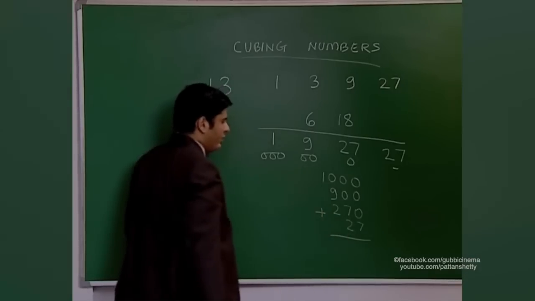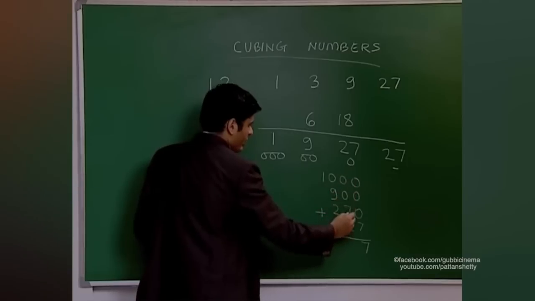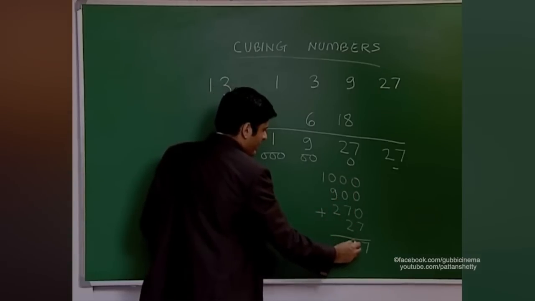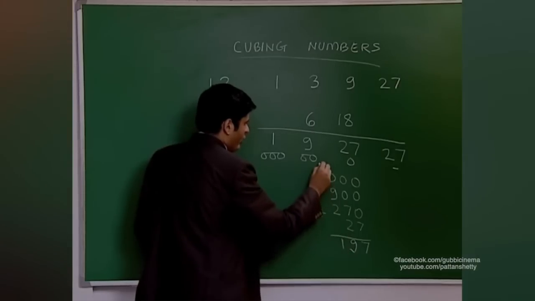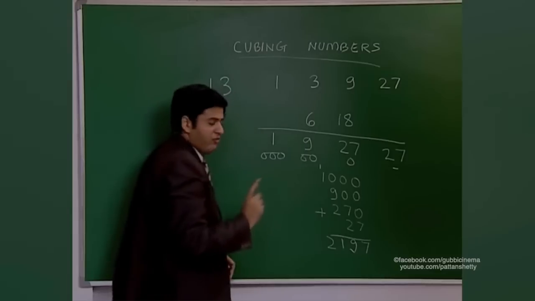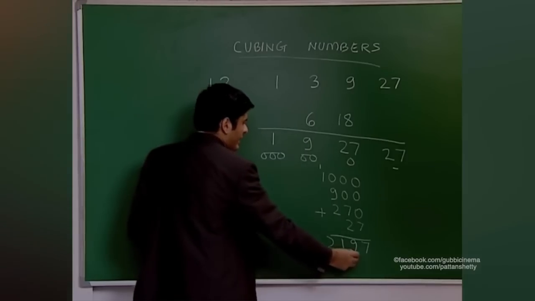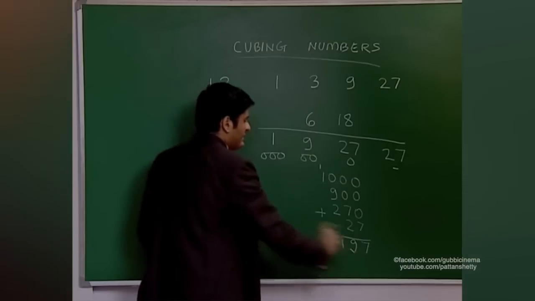Let me add and find out. 70 plus 27 will give me 97... the last digit is 7, then 7 and 2 is 9. Then 9 and 2 is 11. I write 1, carry over 1. 1 plus 1 is 2. So my final answer is 2197. The cube of 13 is 2197.